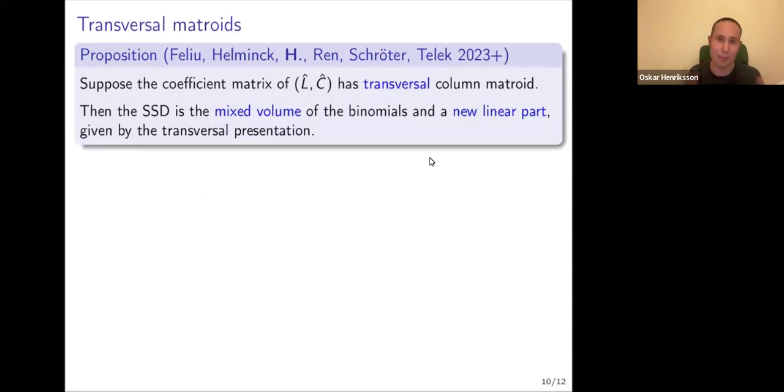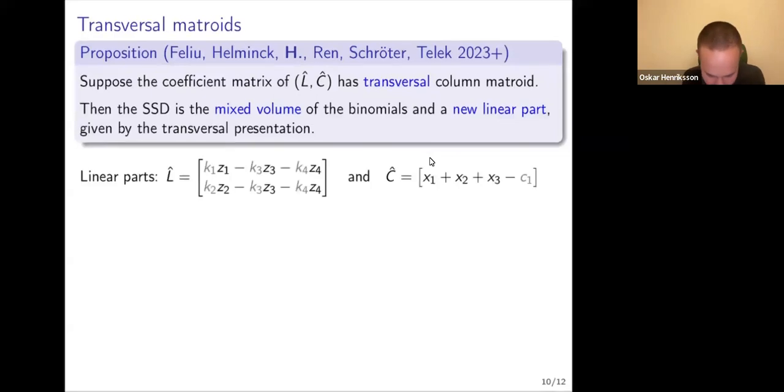will go from being just a tropical intersection number to actually being a mixed volume. Not the same mixed volume as the one we started with and that we tried to improve, but another mixed volume. And this mixed volume will come from a new system that we get from a certain so-called transversal presentation. So maybe it's easier to see this in an example.